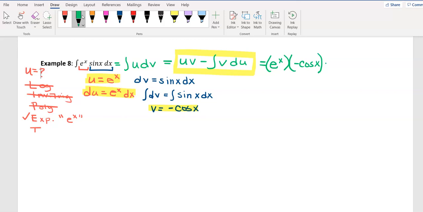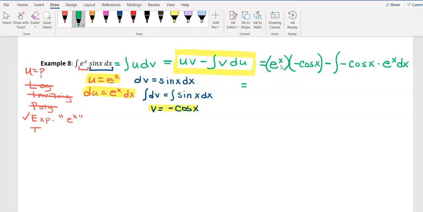Okay, and then minus our v, which is negative cosine of x, times our du, which is e to the x dx. And I always kind of look at this and I'm like, okay, well, this is fine. I can very easily simplify this first part, just moving that negative forward. Negative cosine x e to the x. Well, that's actually kind of interesting. We still have an e to the x here, and we still have a cosine here. So notice we are still kind of not really that much different from where we started. So that's kind of odd. We're going to have to see what happens there.